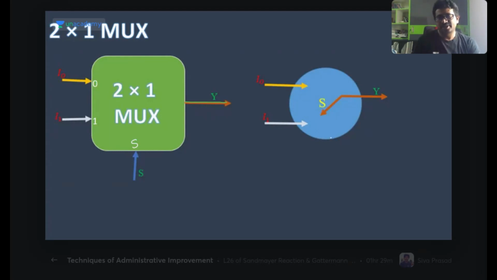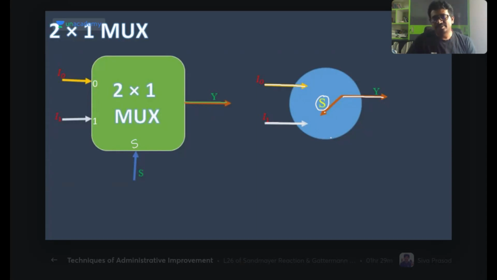This circle is like a junction. Let us consider two vehicles are coming like this. One vehicle is coming in this path, the other vehicle is coming in this path. These two vehicles have to go to this path. Let us consider this is the traffic signal, the traffic constable. According to the signal given by this traffic constable, which person will go will be decided.